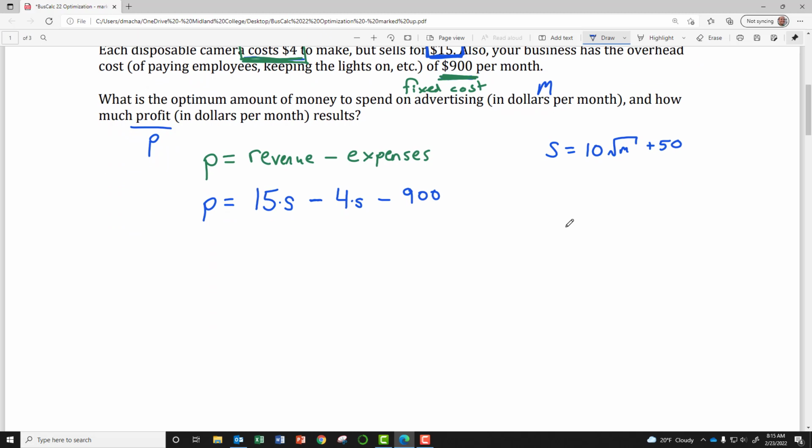And making that substitution here in my profit equation, I get that this is going to be 15 times 10 square root M plus 50 minus 4 times 10 square root M plus 50 minus 900. And now you can see I have an equation that gives me my profit as a function of advertising dollars spent. So P is profit and M is advertising dollars, right? And so this is just a function P of M. And we can do some simplifying here, and we should do some simplifying here.